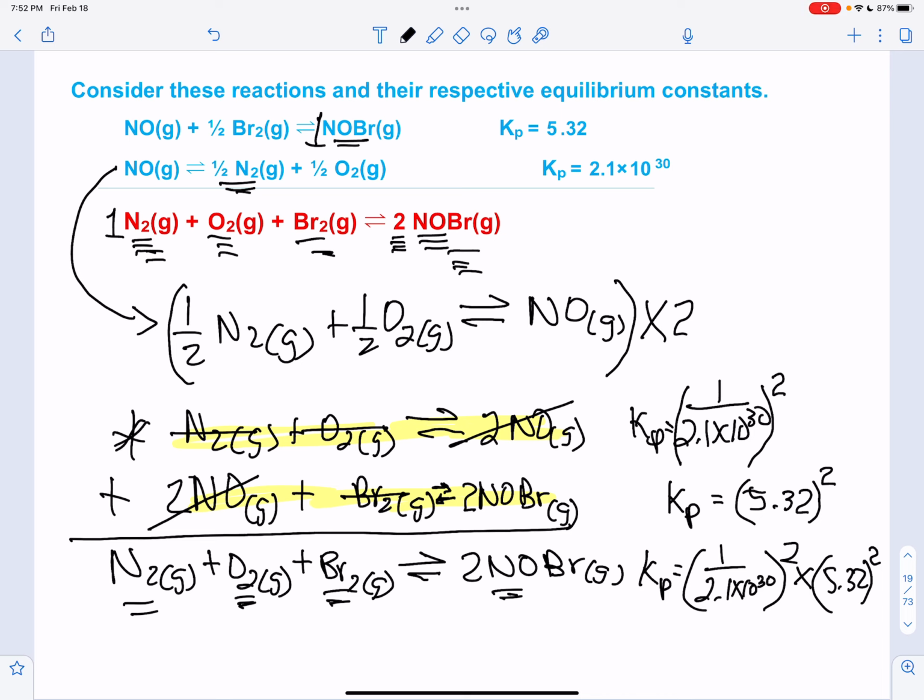So quick review. Given a Kp, you can transform it into other reactions. If the reaction is reversed, you take the reciprocal of the Kp. If the reaction gets multiplied by any number, you elevate it to that number. If the reaction gets added to another reaction, you multiply the respective Kp's. In this case, we did reciprocal, we multiplied, and then we multiplied the Kp values.